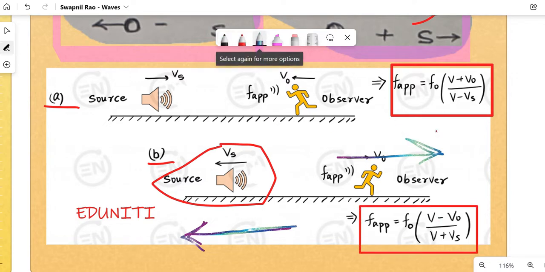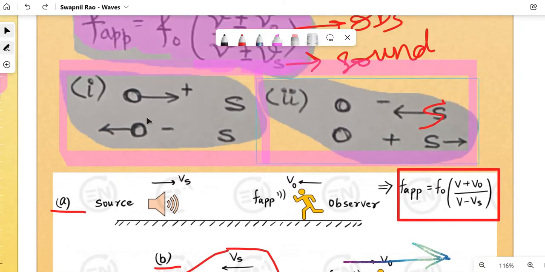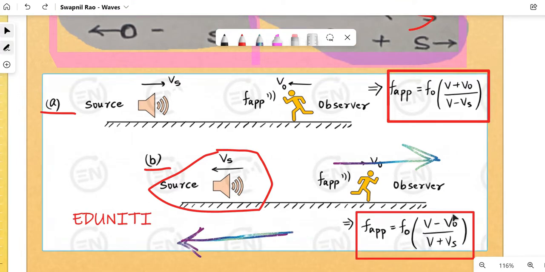F, where F is frequency, by the way, I think you know already. F apparent is equal to F naught bracket. Now this is the important part. The above part is when you have to check the observer because it has VO. What is the observer doing? The observer is moving away from the source. He's running away from the source. If the observer is moving away from the source, the sign is negative. So that has happened over here: V minus VO.